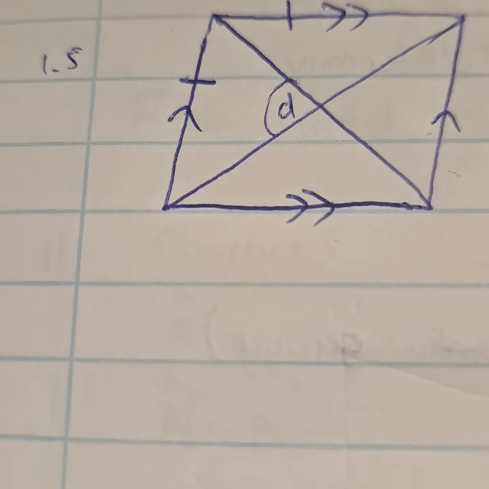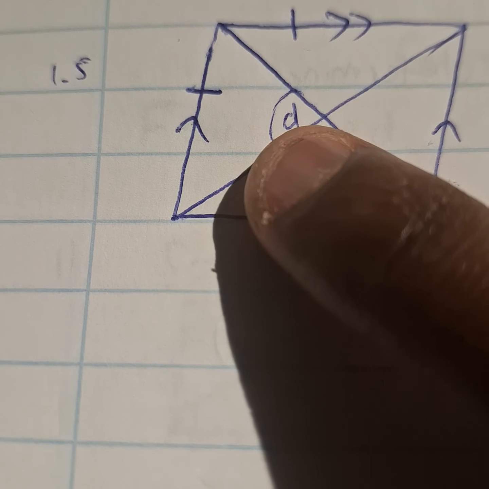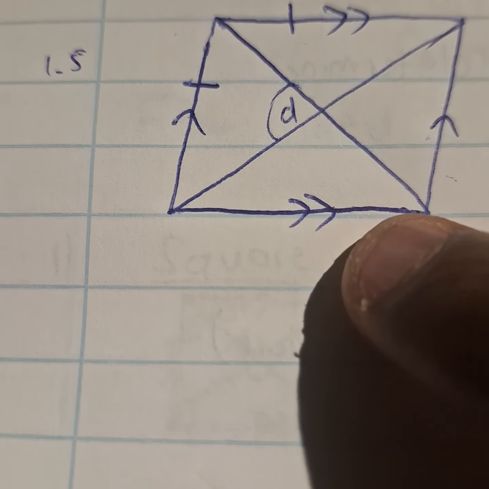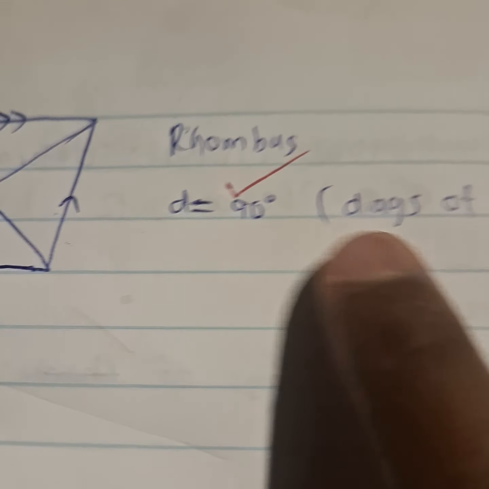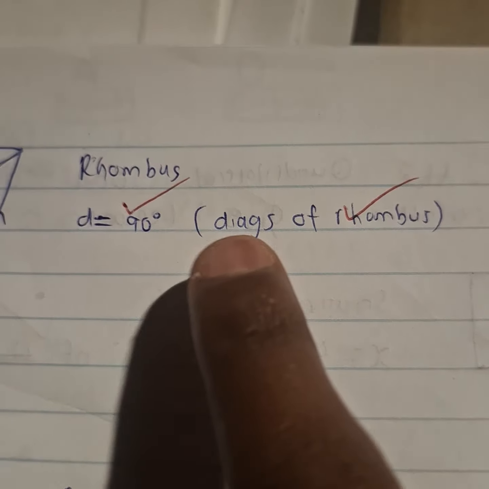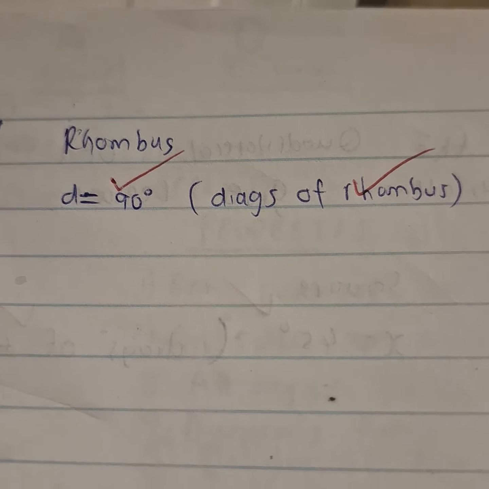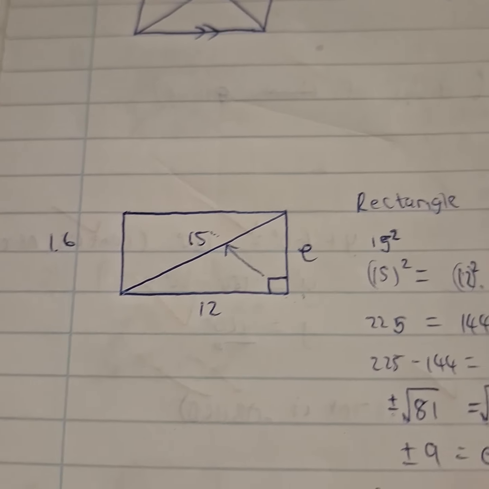They not only bisect each other, but they bisect each other at an angle of 90 degrees. So therefore, we can say D is equal to 90 degrees, diagonals of a rhombus. Are you with me? And we are using the acceptable reason as per the document that we had been provided.